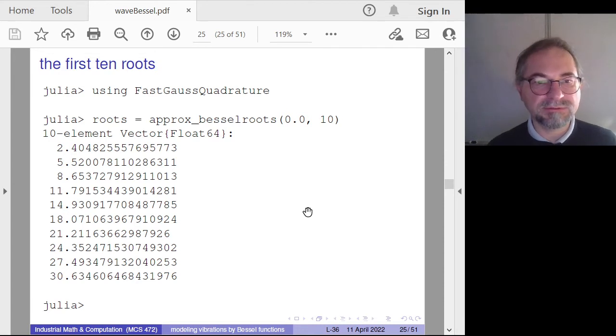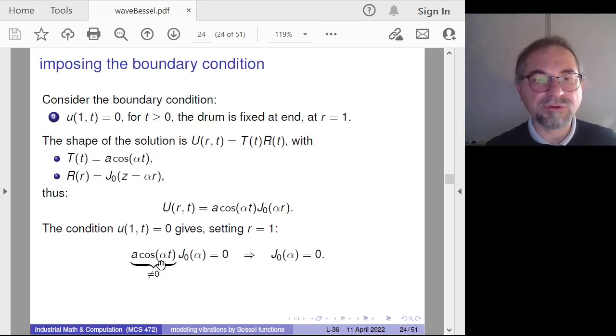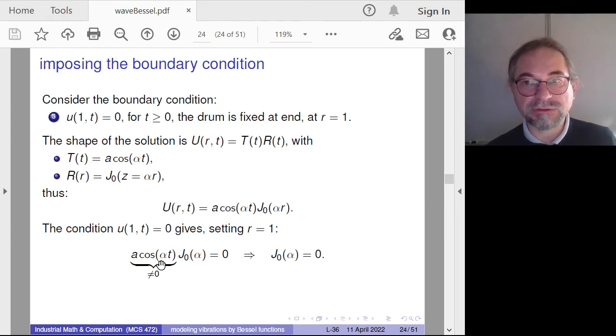And again, they are the roots in space, but if I go back, they're also here the frequencies of the cosines. So our solution, and we can still talk about the solution, so we have not used all the conditions yet. So in the solution we have the roots geometrically of the Bessel function, but these roots appear in the frequencies of the cosine.